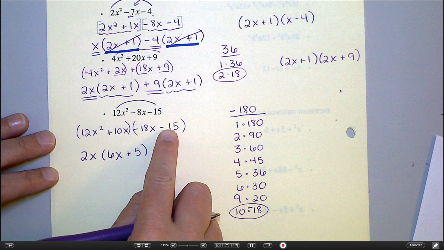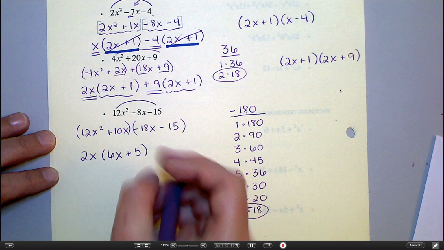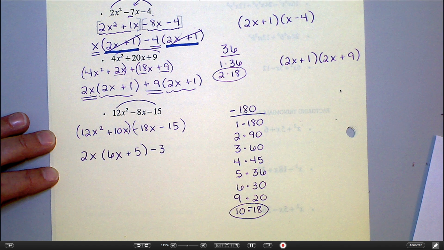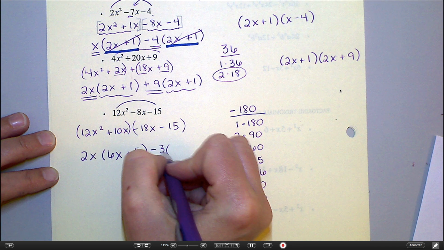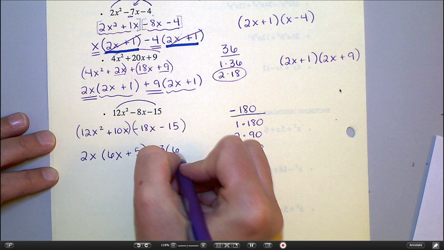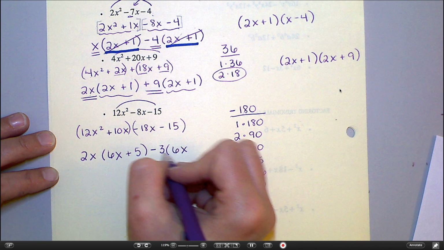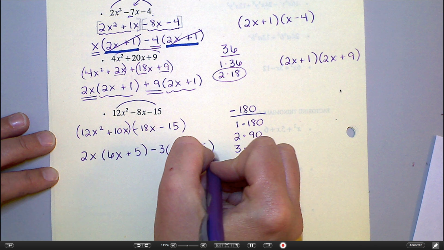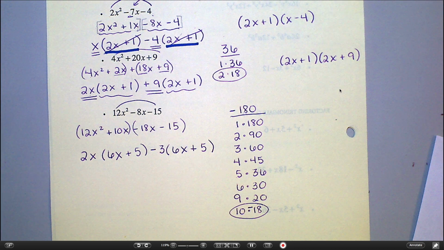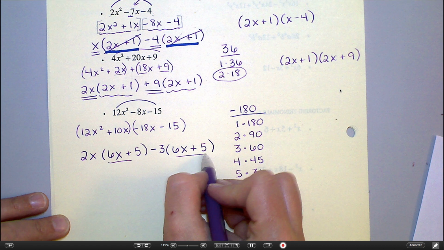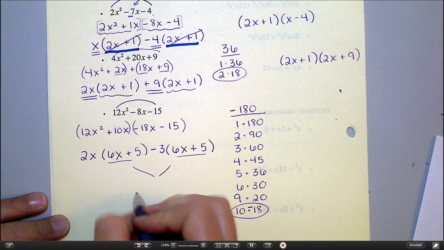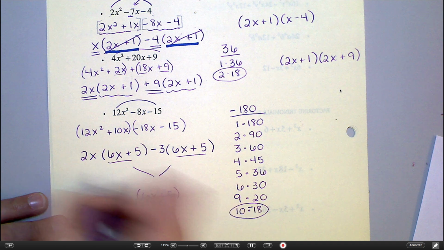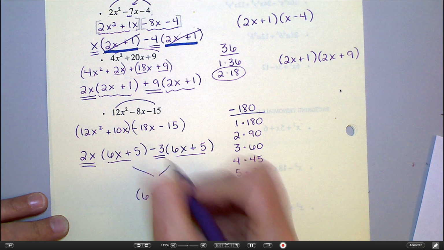Negative 18 and negative 15, the fact that these are both negative makes me want to pull out a negative number, and I'm going to pull out a negative 3, okay? So negative 3 out of negative 18 is positive 6x, and negative 3 out of negative 15 is positive 5. And like magic, these two came out the same, right? So that's my first factor. My first factor is 6x plus 5. My second factor is my leftover pieces, 2x minus 3.